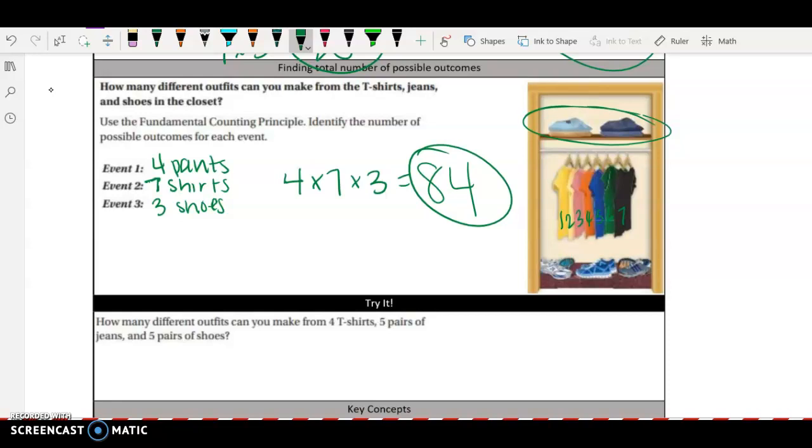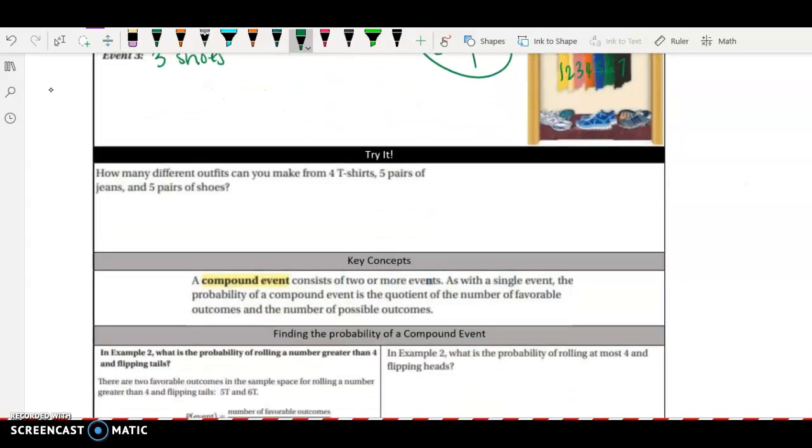So that means in your own closet, if you only had 4 pairs of pants, 7 shirts and 3 pairs of shoes, you could wear a different outfit for 84 days. Now, you might have the same pair of shoes on for multiple days, or the same shirt with the same pants, but just different shoes. But every single day, you would have a completely different outfit than the day before just by changing one of them. So there's 84 outcomes there.